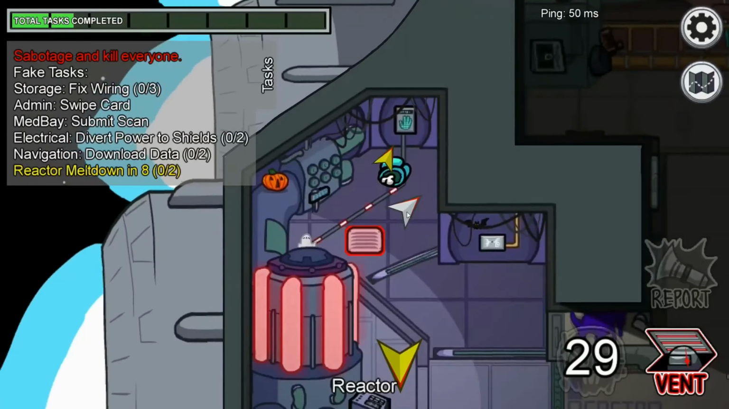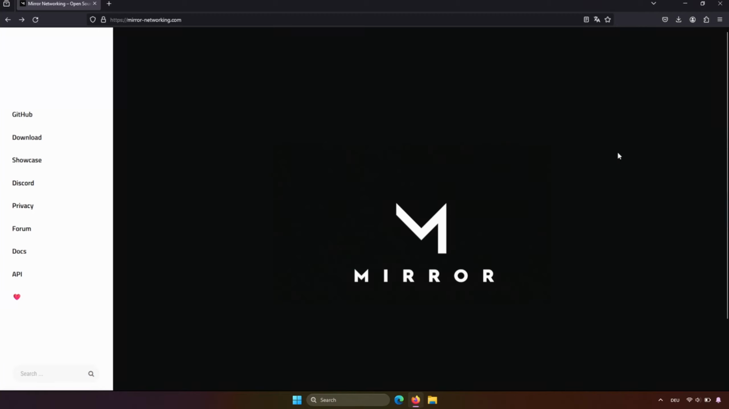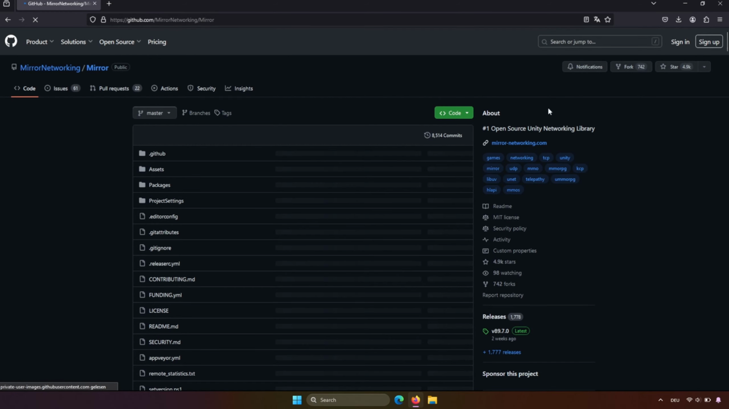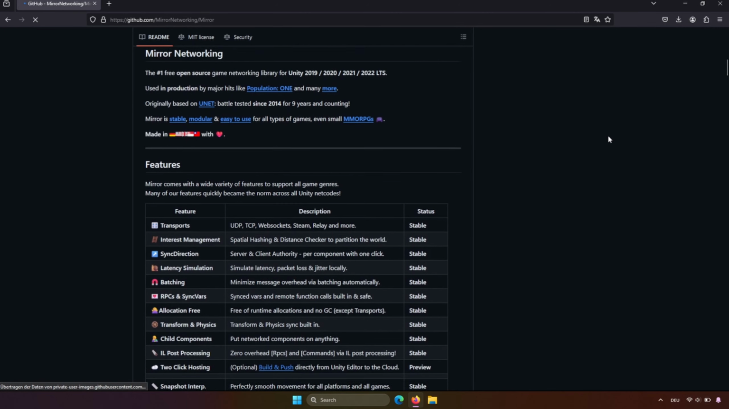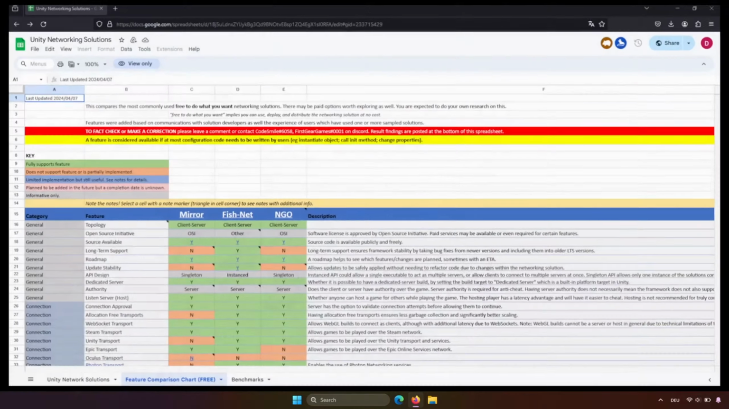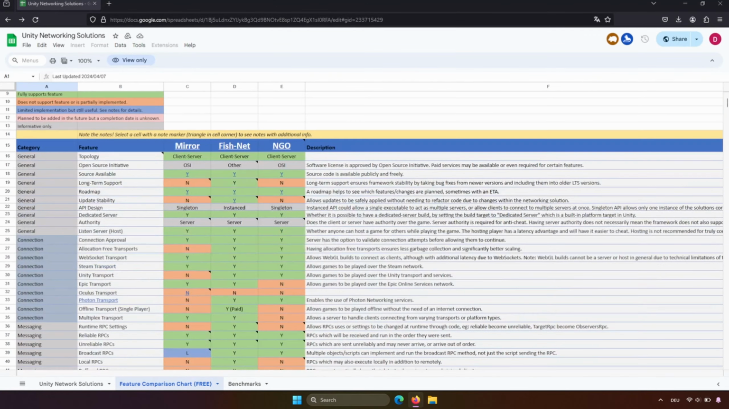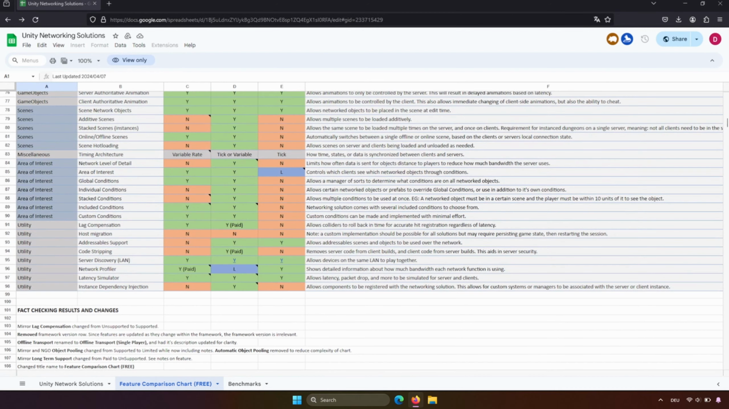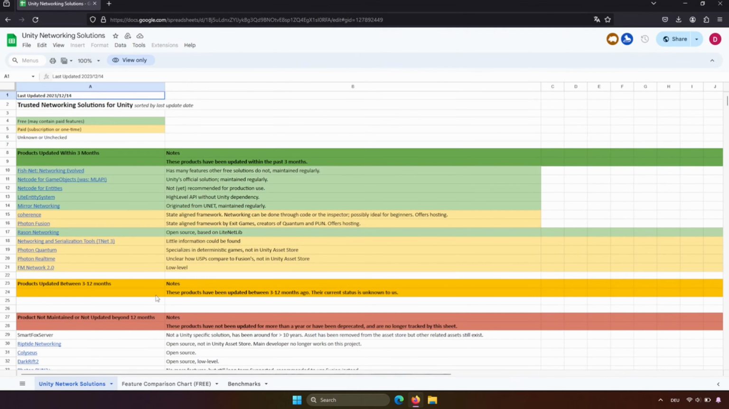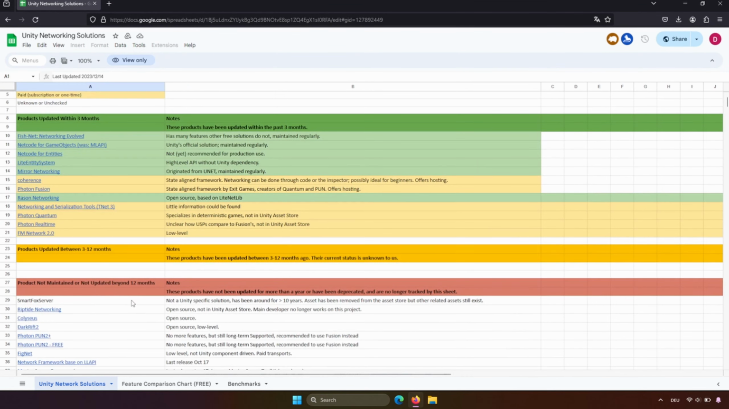Mirror is another solution. It's similar to Unity's Netcode for GameObjects, but has different priority points. So if you want to know all the differences, check this Google Sheet document that I will link in the description or comments below. Just check it, compare all the solutions and choose the perfect one for your project.